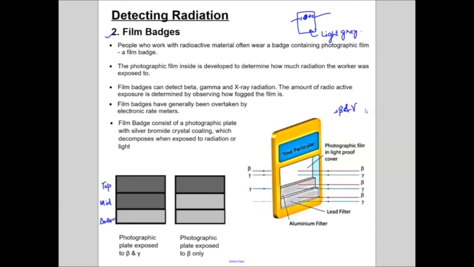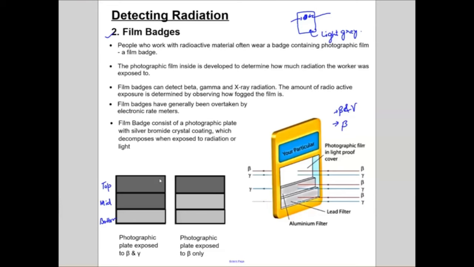If you are exposed to only beta radiations, in that case, the top section of the photographic film will turn darker because both beta and gamma radiations could pass through. The middle and the bottom sections won't; they would remain light gray, because you have an aluminium filter over here which would stop the beta radiations, and then you have lead, which could again stop the beta radiations from exposing that film.